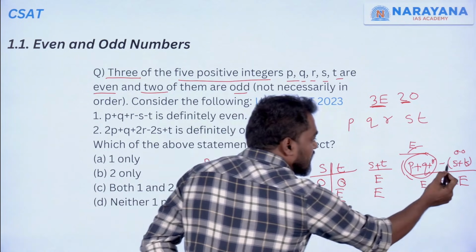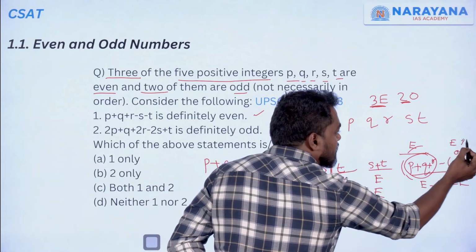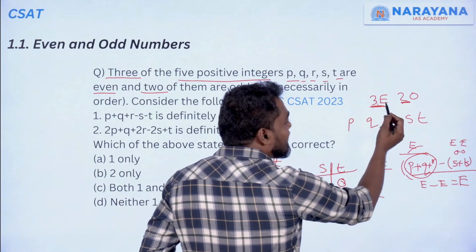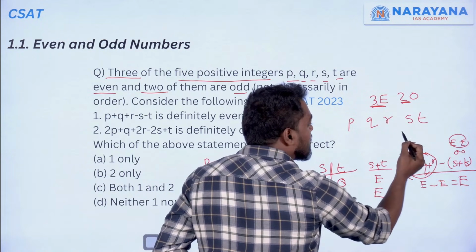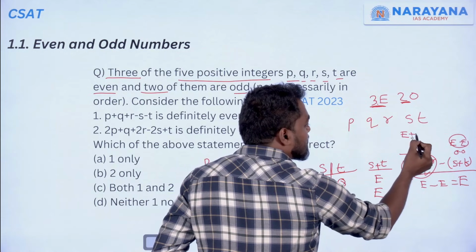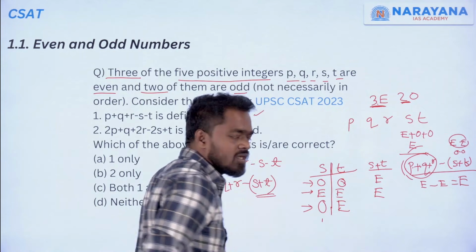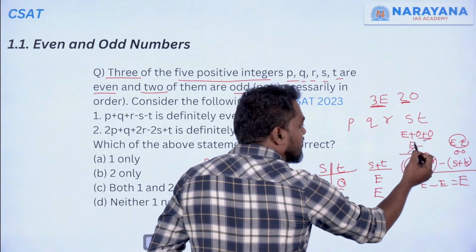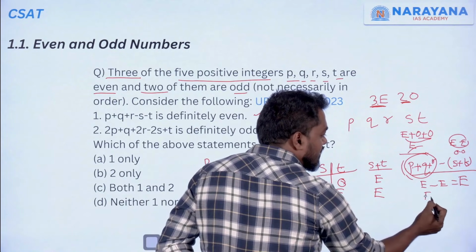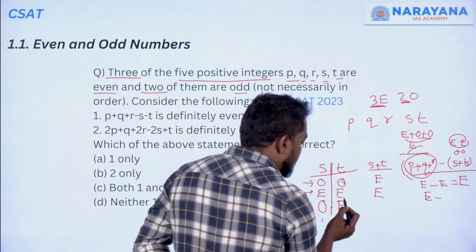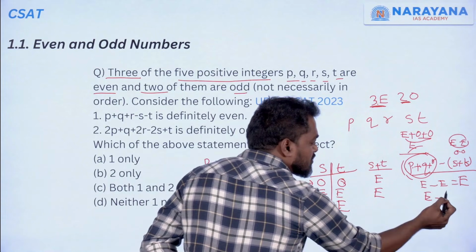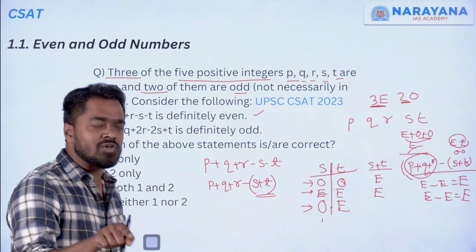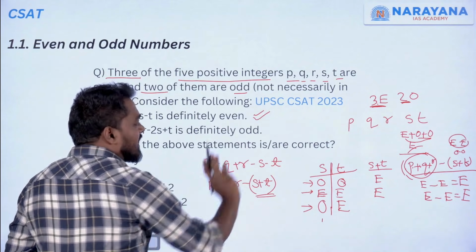Now see, if S plus T is even and even, what are the possibilities for P plus Q plus R? There are 3 even numbers, so 2 are already here. So there will be one even number plus odd number plus odd number. Odd plus odd is even, plus even is again even. So even minus, this is what? Even plus even is equal to even, that is again an even number. So in the second possibility, that statement is satisfying.